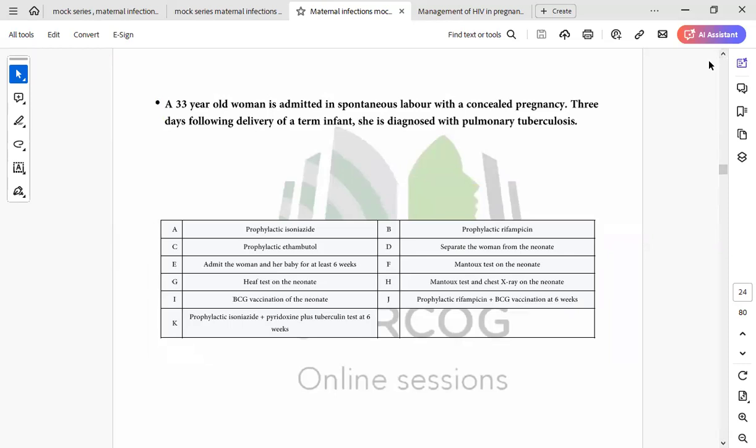Let's test our knowledge. This woman here is admitted in spontaneous labor with concealed pregnancy. 3 days following delivery of a term infant, she is diagnosed with pulmonary tuberculosis. So the woman just had delivery, and we discovered that she is having pulmonary TB. What are you going to do?